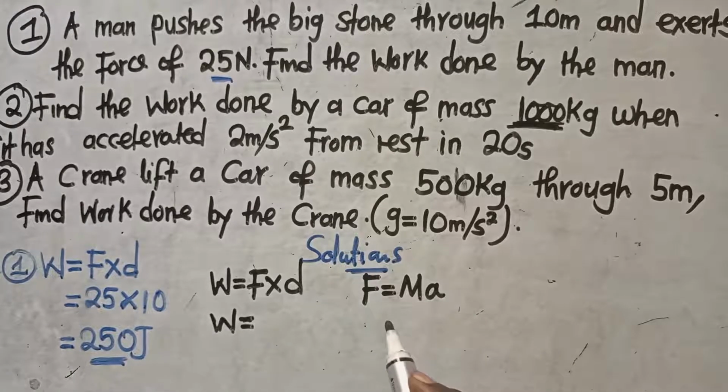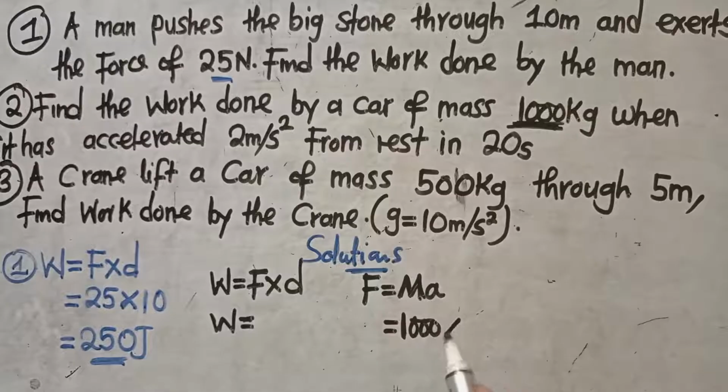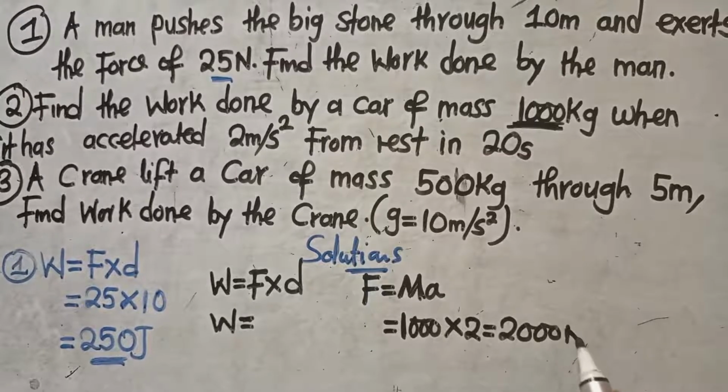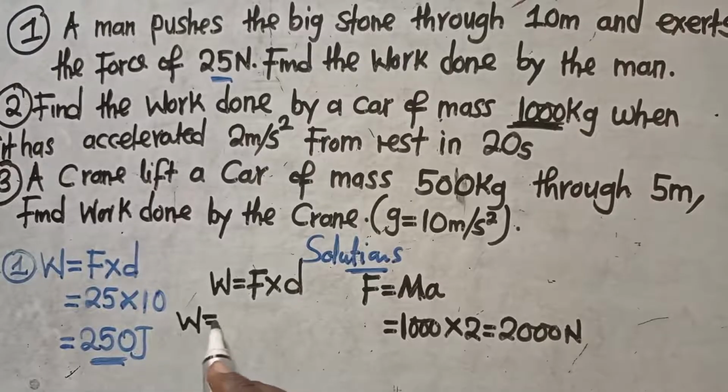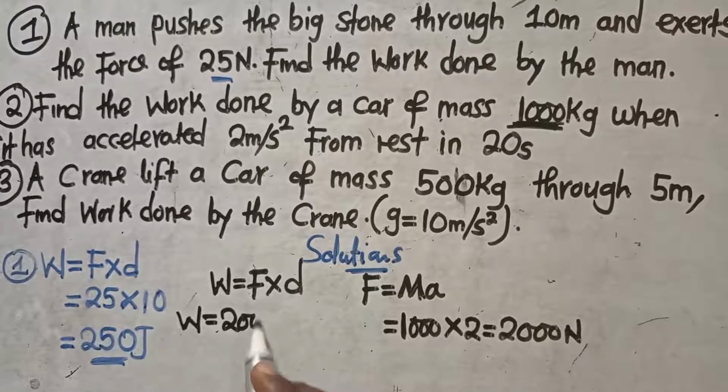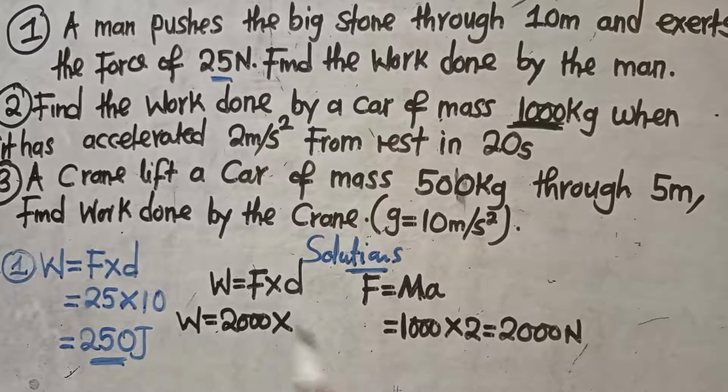So what we are going to do: what is the mass? Mass is 1000, times what is the acceleration? Acceleration is 2. So the answer is 2000 newtons. This is the one I'm going to put here. So force is 2000 newtons. I put 2000 times the distance. How can I find the distance?